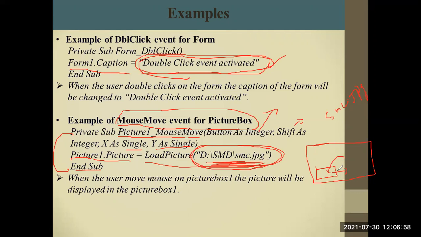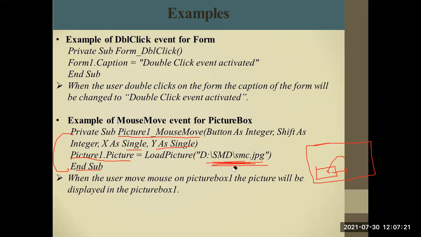So what is the event handler doing here? Whenever you are moving a mouse over this picture box, what is happening? The picture is displayed over it. Fine, so you can note down this example for different types of events, for this event which is particularly performed. So just note down this example. Then we will move on to the next example.